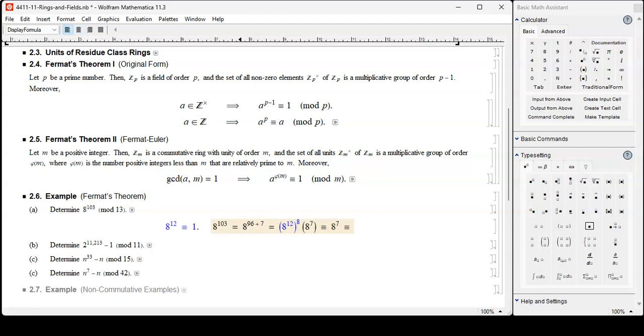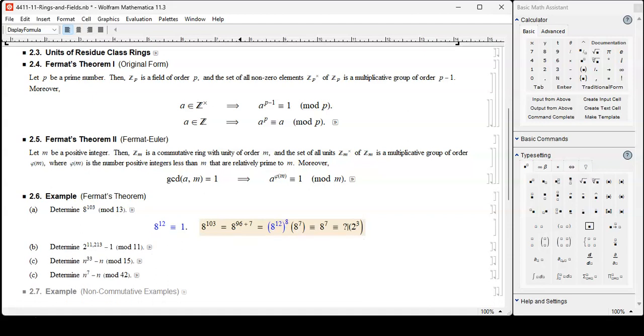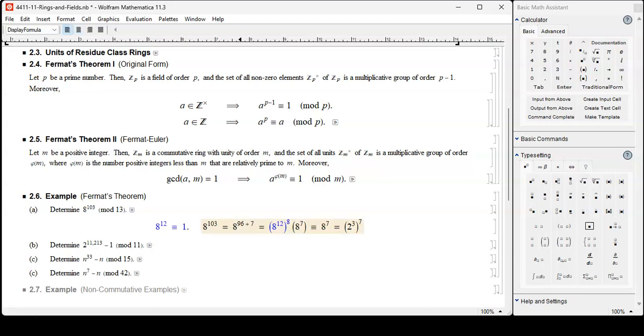And how do I reduce it further? Any idea? Well, one way to see that is to recognize that 8 is 2 to the 3rd power. So 2 to the 3rd power to the 7th power. We don't need equivalence here. And that is 2 to the 21st power.